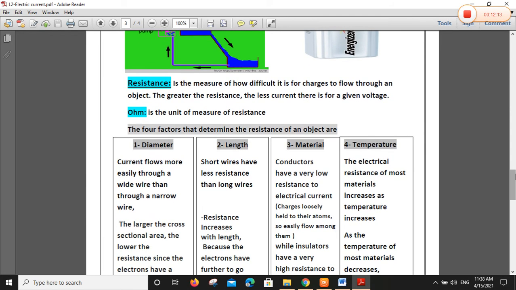So we have 4 factors that determine the resistance of an object and affect the flow of electric current. Number 1, diameter. We mentioned we have connecting wire that allows the electric current to flow through it. What about the diameter of this connecting wire?